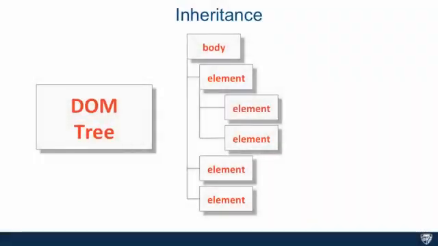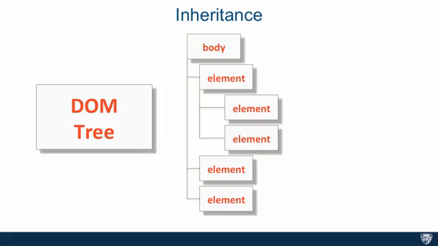The next concept we're going to take a look at is inheritance. And that's a pretty simple concept. The basic idea is that you have the document object model tree. And if you specify some CSS property on some element, all the children and grandchildren and so on of that element will also inherit that property without you having to specify the property for each and every element.